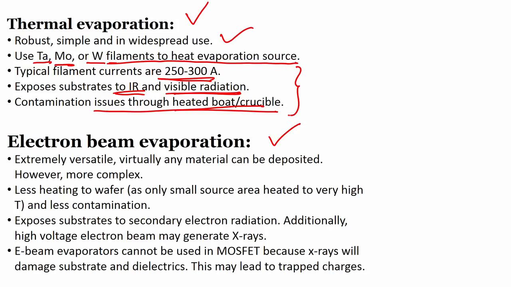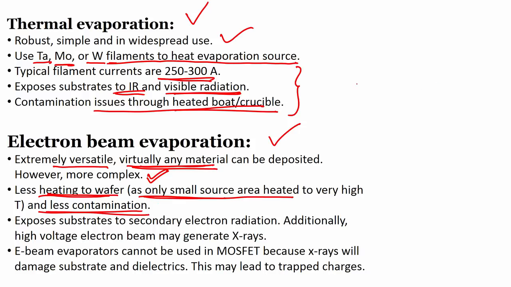What about e-beam evaporation? What about your electron beam evaporation, right. Electron beam evaporation is extremely versatile, virtually any material can be deposited. However, it is a little bit complex, not only in design, but also in operation, all right. You have to get properly trained to use an e-beam evaporator. There is less heating to the wafer, as only a small source area is heated to very high temperature, and less contamination.